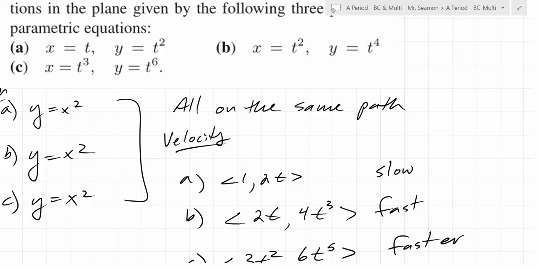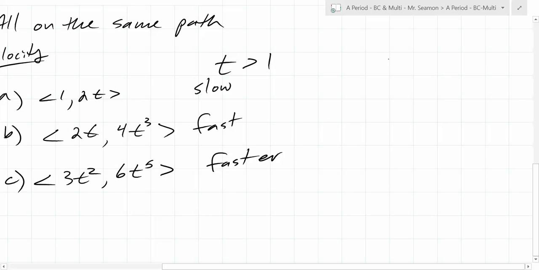What's interesting though, can I just point out something? For the time between 0 and 1, is this true? Slow, faster, fast. Only after 1. This is for t greater than 1, because before 1, this one's actually slowest, right? Do you see why, everybody? If you plug in a number that's between 0 and 1 into t to the 3rd, t to the 6th, what happens? It gets smaller, it shrinks. That's kind of cool. So for t less than 1 but greater than 0, you end up with faster, fast, and slow. It's kind of cool.